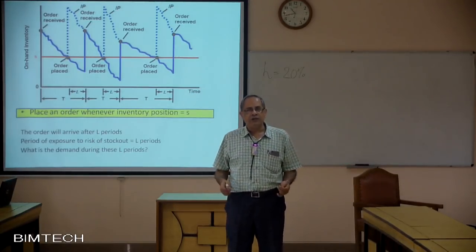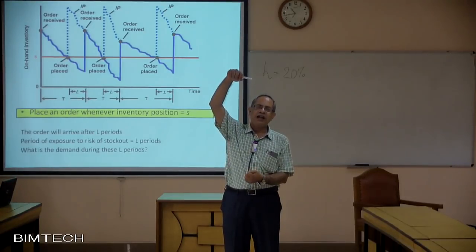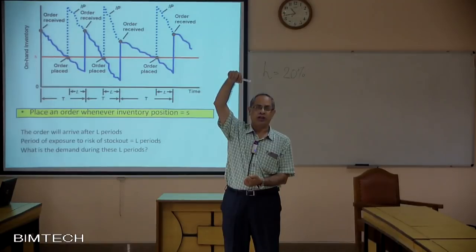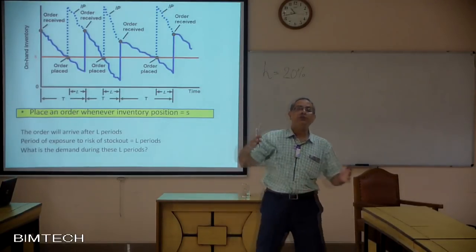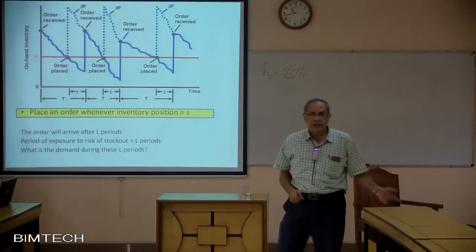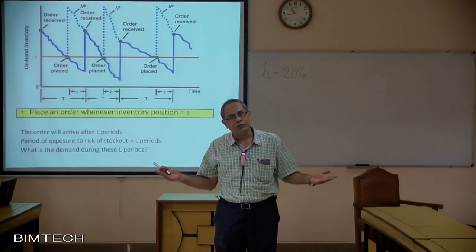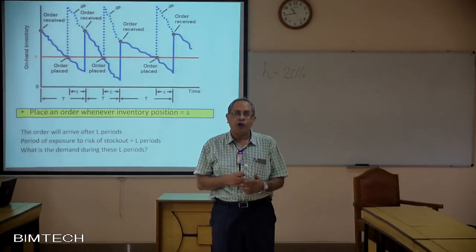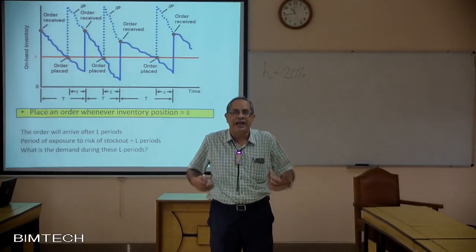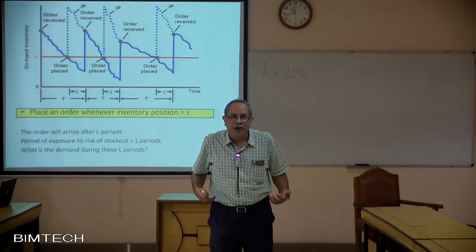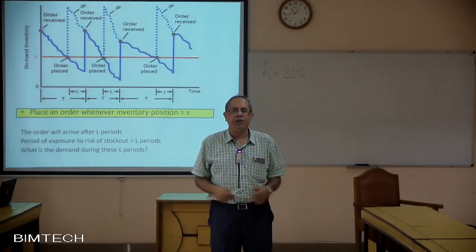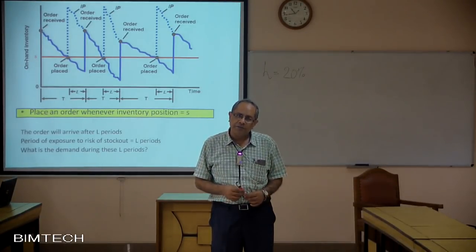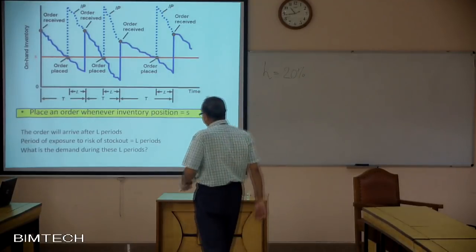Why the lead time? Because at the start of the lead time, I already have inventory equal to small s, the reorder level. All I want is that this reorder level inventory should last me for L periods at least. And if it doesn't last me for L periods, then there is a stock out. So for what period am I hanging in the air, fearing that there might be a stock out? That period is the L period, which is the lead time of supply. Okay, so this is something that we need to understand.